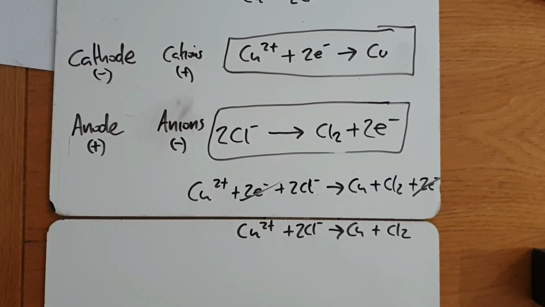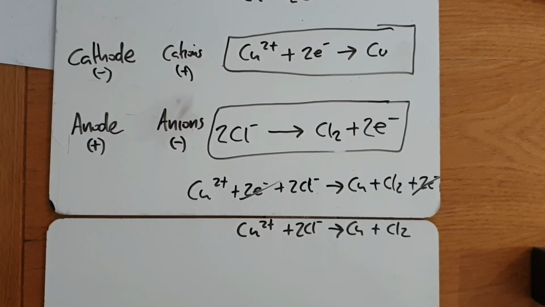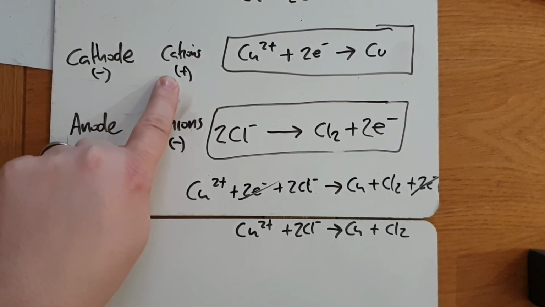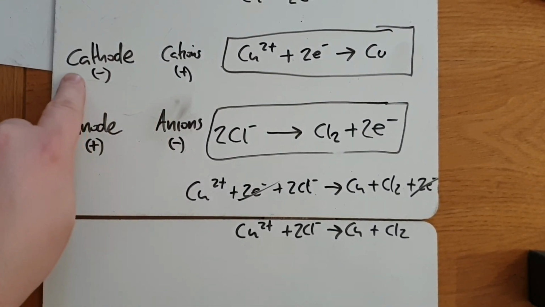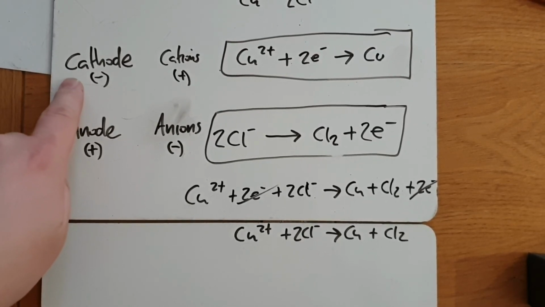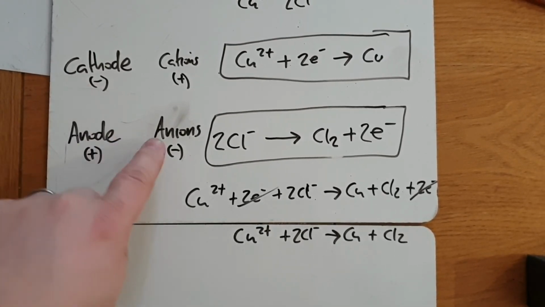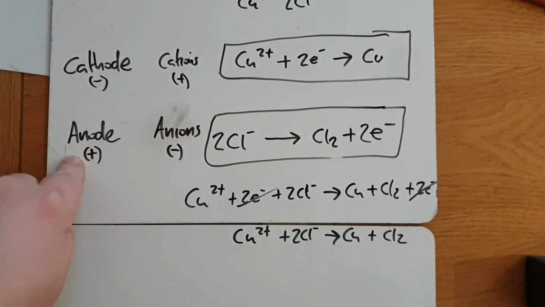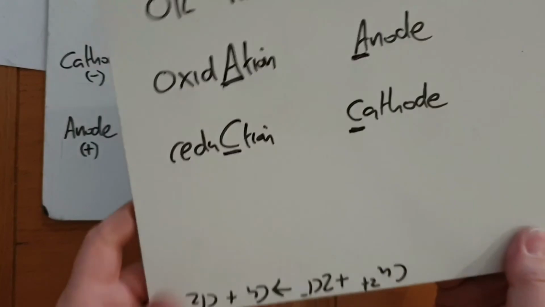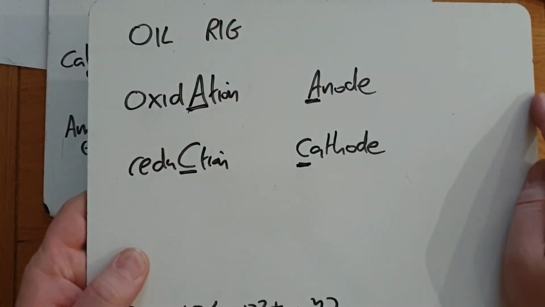You should be able to do these for any molten ionic compound, because all that happens is you work out what the cations are and they go to the cathode, and at the cathode it's reduction, which is OIL RIG, so it's gaining electrons, and the anions go to the anode, which is oxidation, which is OIL RIG. So this is kind of the key to the whole thing.